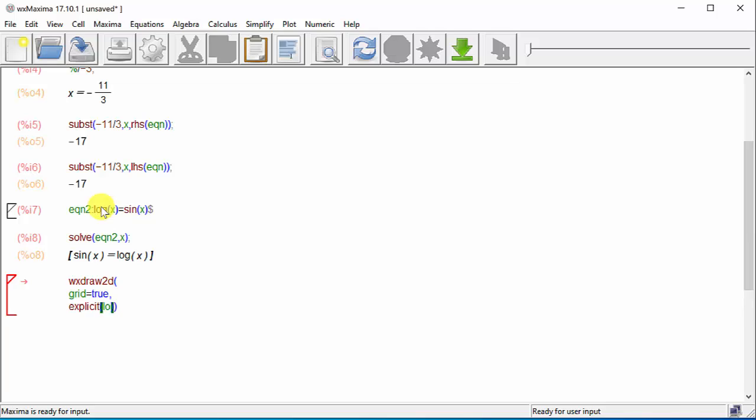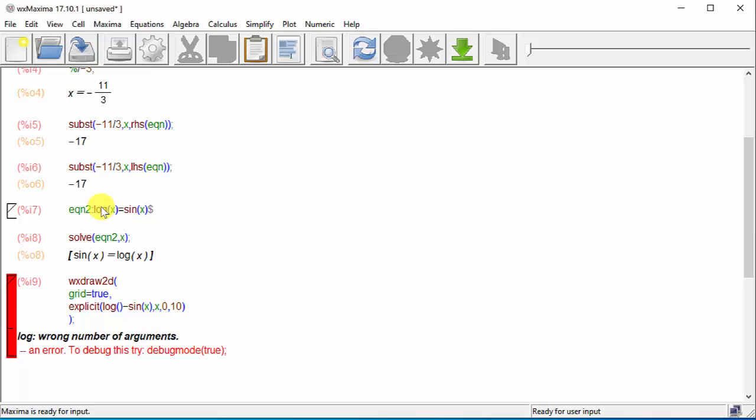We got log x minus sine x, and we're going to graph it. The variable is x, and we want to graph it on 0 to 10. And let's see. Okay, I think that should get it. All right, let's hit shift enter.